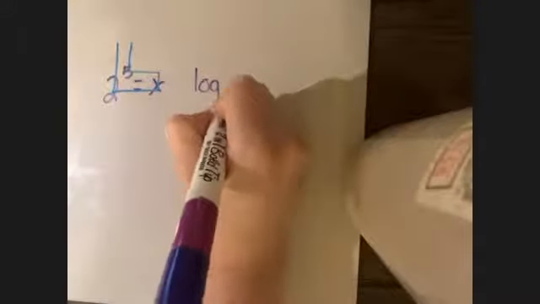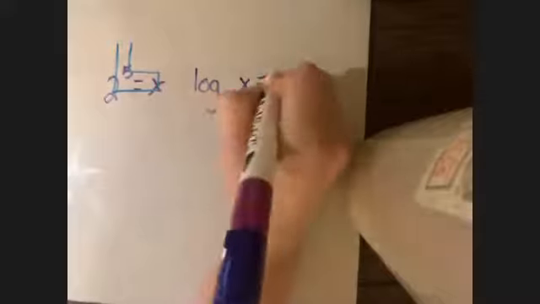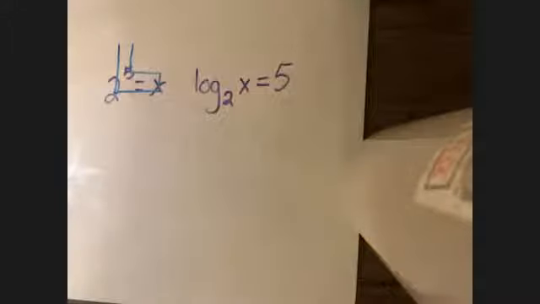So again, the way we're going to start this, we're going to start with the word log. The first thing we hit is our base, and this is subscripted. It is written little bitty and a little bit lower. Then we're going to take the second thing, which is an x. Then we're going to put equals and then the last thing.